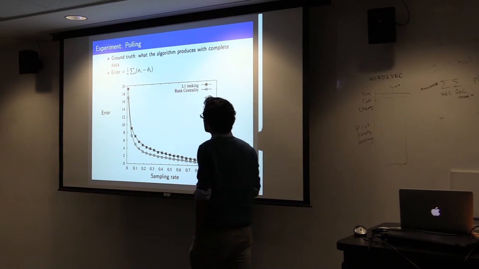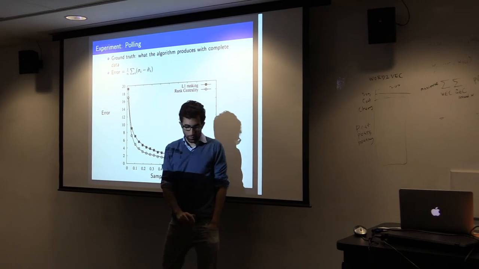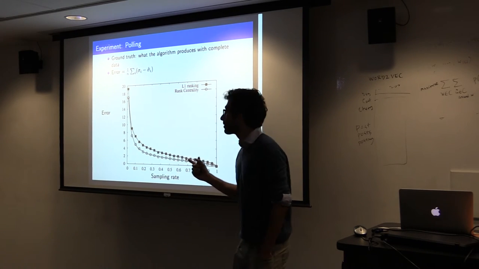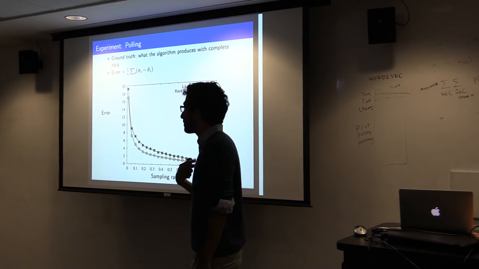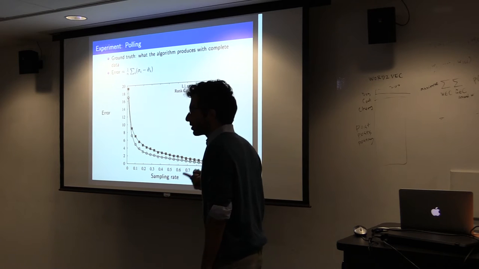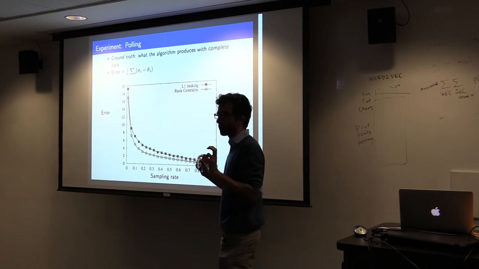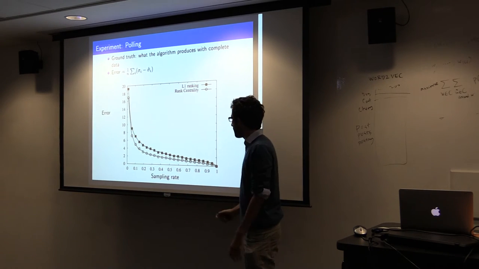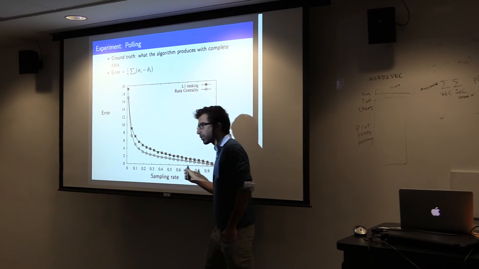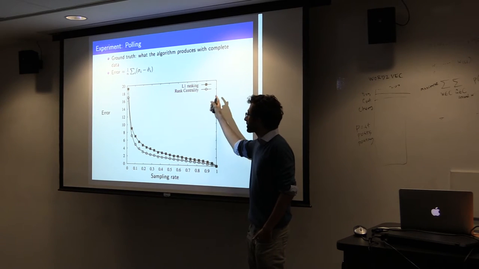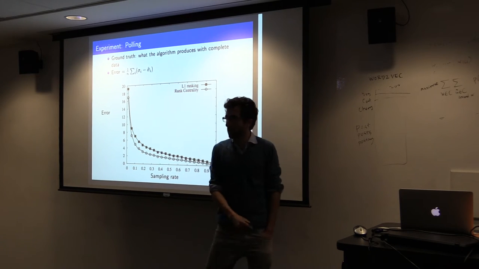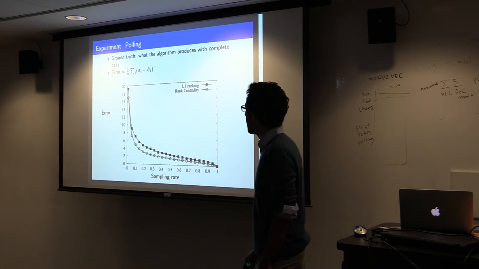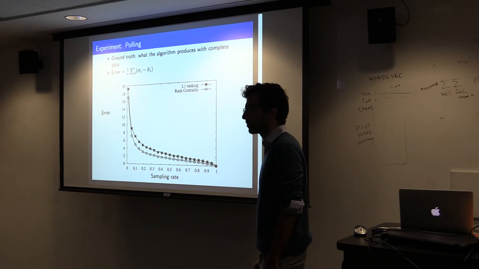So in that case, here we're actually looking at the L1 distance, right? The L1 distance of our permutation to the true permutation that we found by looking at all the data. And then as you increase the sampling rate, of course, both Rank Centrality and L1 ranking start improving, and Rank Centrality tends to beat the L1 ranking by a handful.